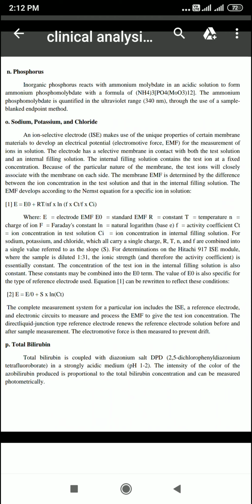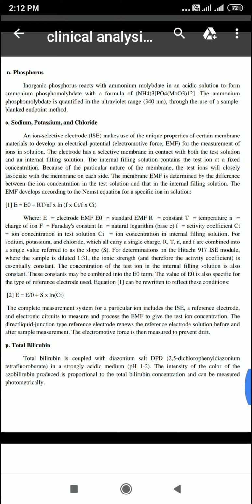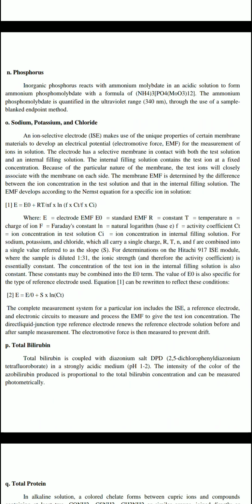These constants may be combined into the E0 term. The value of E0 is also specific for the type of reference electrode used. Now equation 1 can be rewritten to reflect these conditions: E = E0 + S ln Ct.